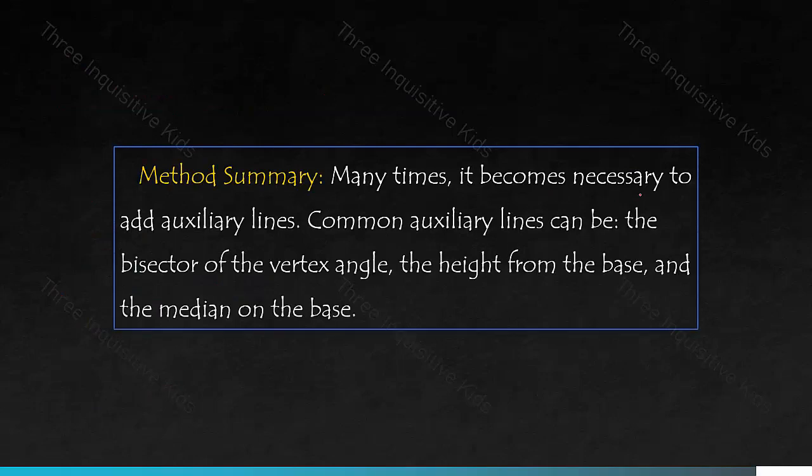So many times it becomes necessary to add auxiliary lines. Common auxiliary lines can be the bisector of the vertex angle, the height from the base, and the median on the base. And now you can use all 3 auxiliary lines to help you later on because we just learned about it.